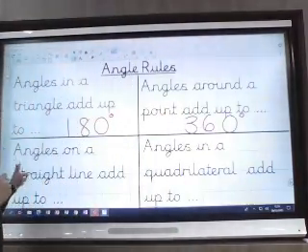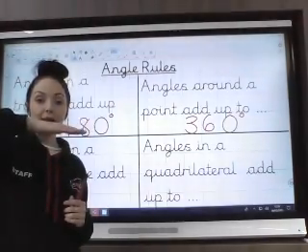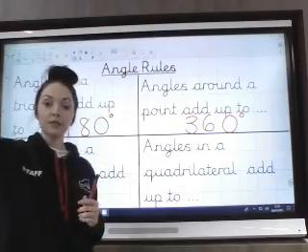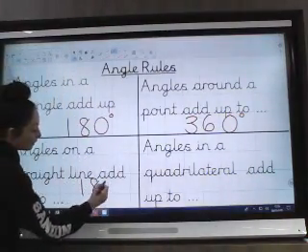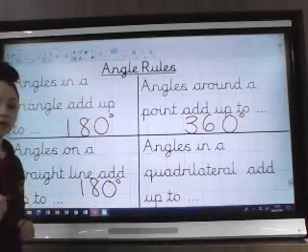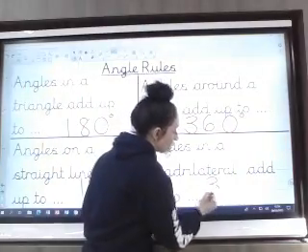Angles on a straight line then, that's halfway round. A straight line is halfway, so around a point is 360, halfway is going to be 180 degrees. And then angles in a quadrilateral, this one might be quite new to you.